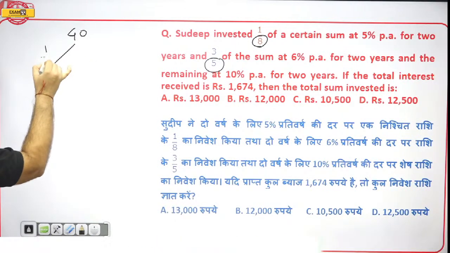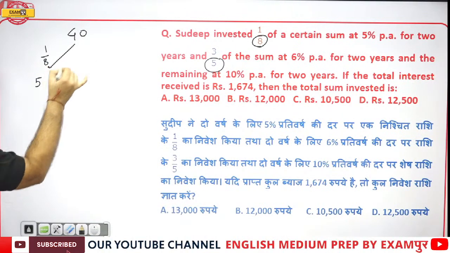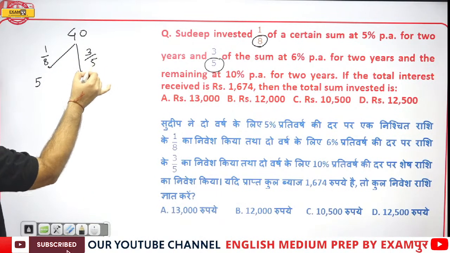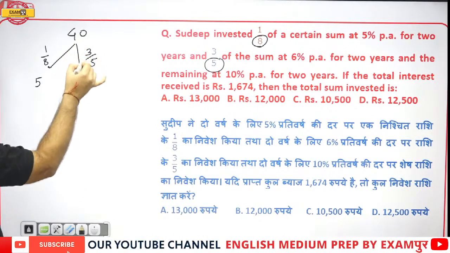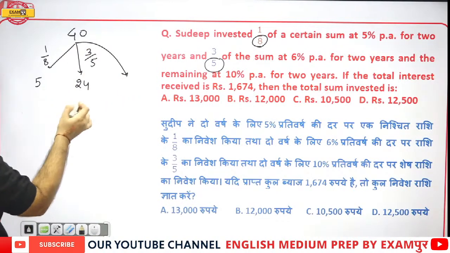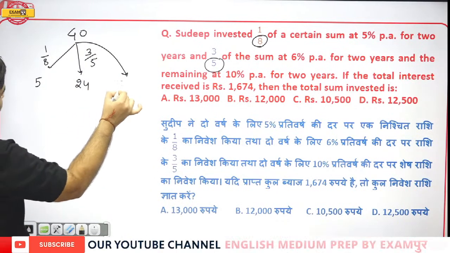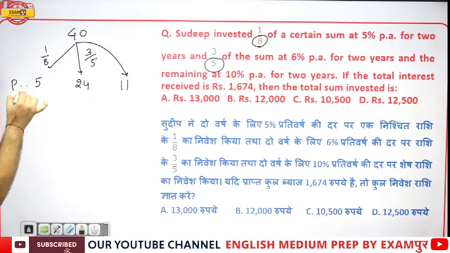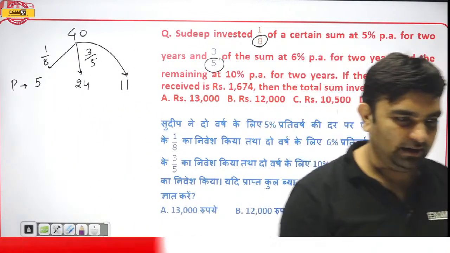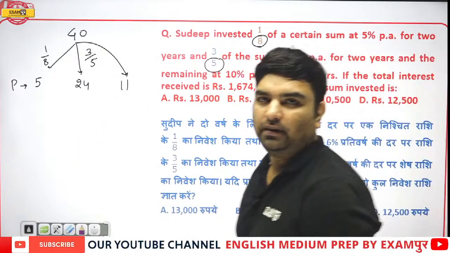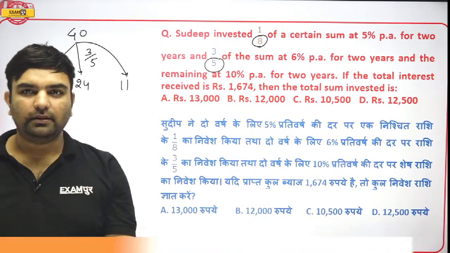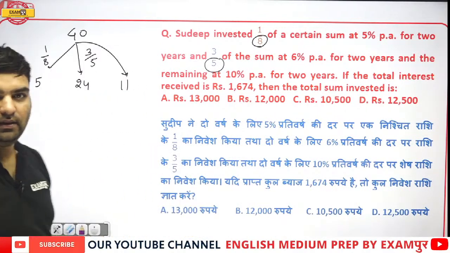So 1 by 8, first part is 5. Second part is 3 by 5. So 3 by 5 is 5 8s are 40, 8 3s are 24. And the remaining part is 40 minus 29, 11. So these are the 3 parts of principal: 5, 24, 11.